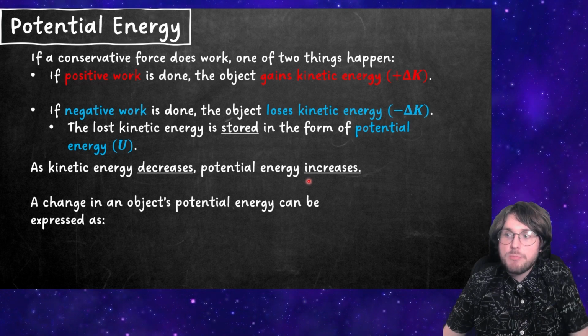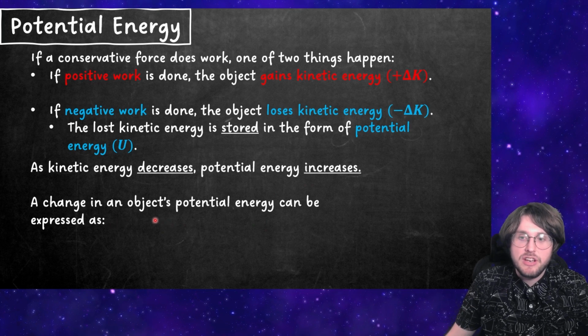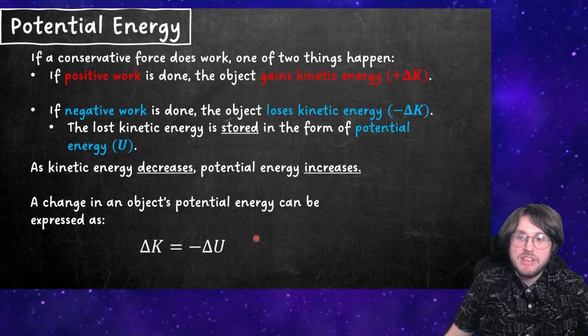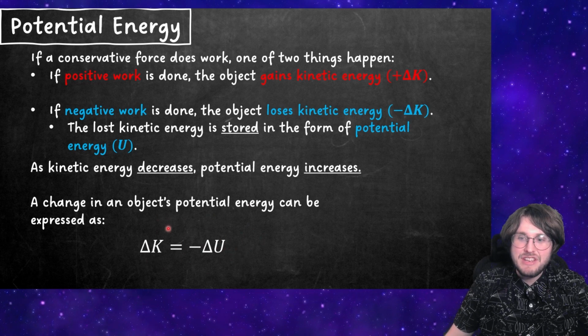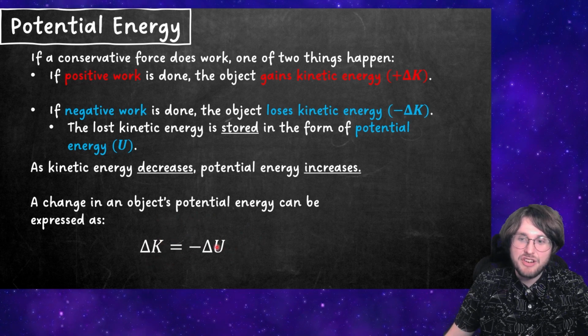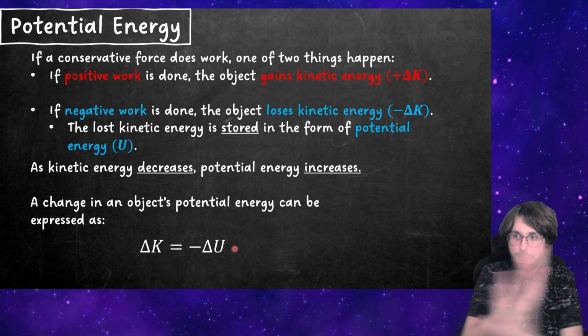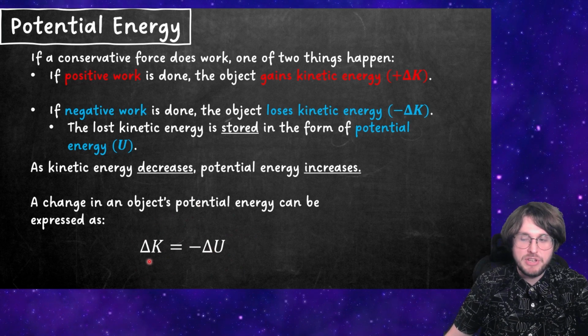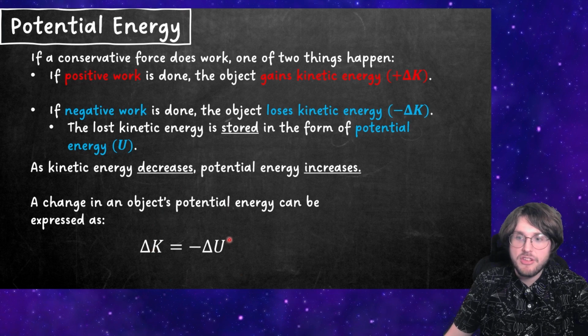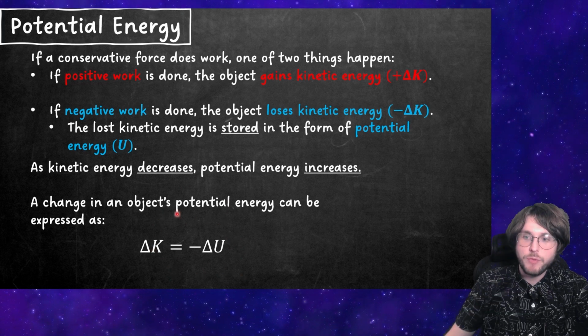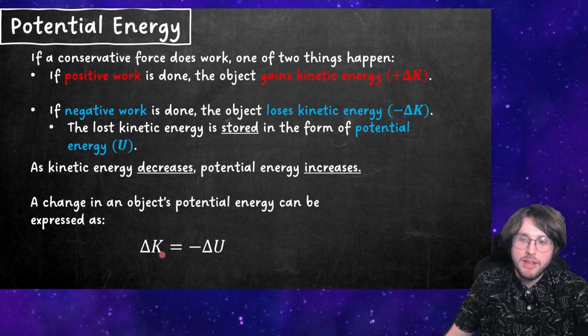So if we want to express mathematically this change in the object's potential energy, it can be expressed as the negative of the change in kinetic energy. So change in kinetic energy is equal to negative change in potential energy, or you could flip-flop them. So instead you could say change in potential energy is the negative of whatever the change in kinetic energy is. Again, all this is referring to is that if one is increasing, the other has to be decreasing.